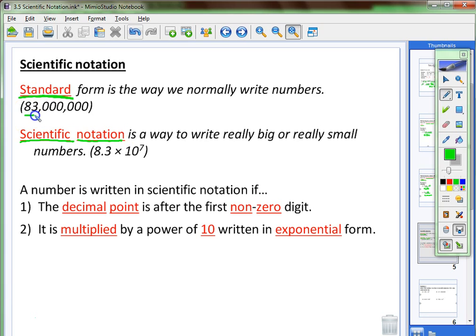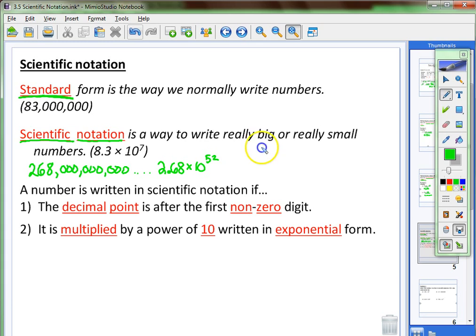So instead of 83,000,000, we can say 8.3 times 10 to the 7th power. For 83 million, that doesn't do a whole lot. But if you had a number that was, say, 268 with 50 zeros after it, you really would not want to write all those zeros. It would be much better to write 2.68 times 10 to the 52nd power. That's a lot easier to read and to write.